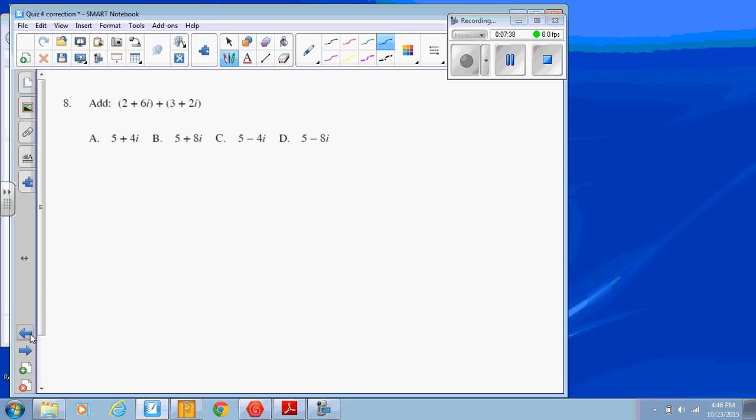Okay, number 8. This one confused a lot of people because we see the parentheses and we automatically think we're going to start doing FOIL. But first of all, this says add. Second of all, there's a plus sign in between. So all we're doing is basically combining like terms. 2 plus 6i plus 3 plus 2i is really what this means. The parentheses are useless in this problem, other than they separate. This is technically one complex number, but the idea for simplifying would be to combine like terms.